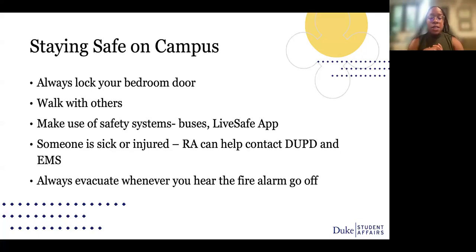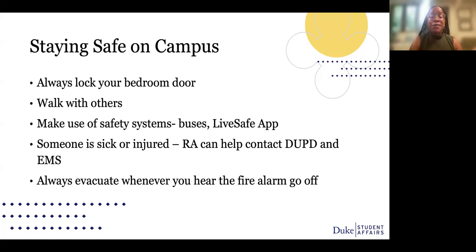If someone is sick or injured, please reach out to your RA or DUPD depending on the situation. If you just rolled your ankle and you are needing a little bit of extra support, your RA can help you get connected with some external resources on campus. And if you're just feeling sick, we can also help you get connected with student health. So please make sure that you're contacting someone. We don't want you to be going down bad by yourself.